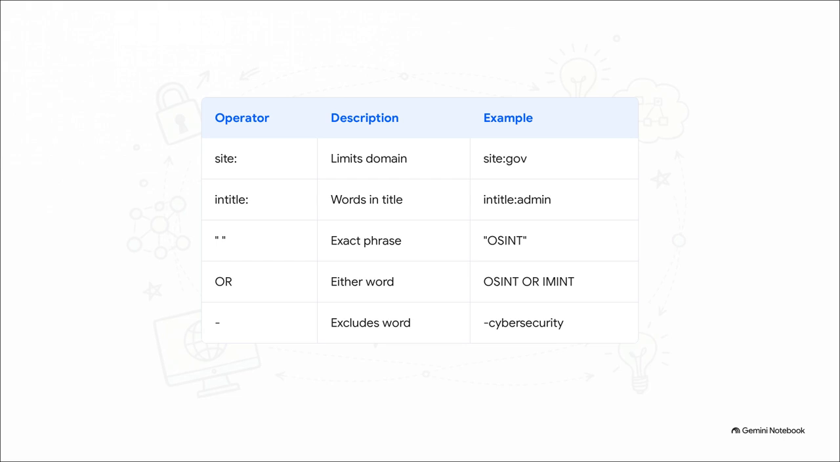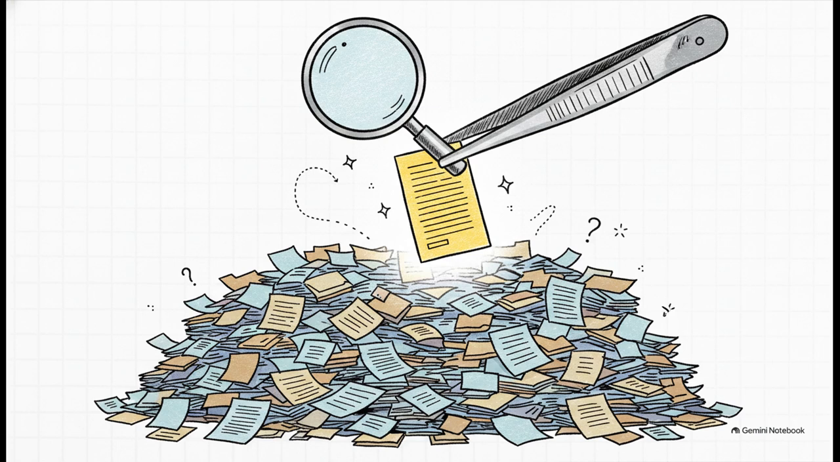The uppercase OR operator tells the engine to find pages with either one word or another. You can use a simple minus sign to act as a not operator, literally excluding specific words to clean up your results. And you can wrap terms in quotation marks to force the engine to search for that exact phrase. The real magic, though, happens when you start combining these techniques.